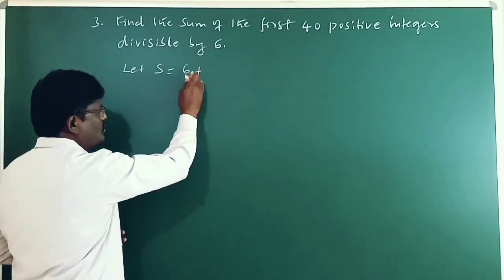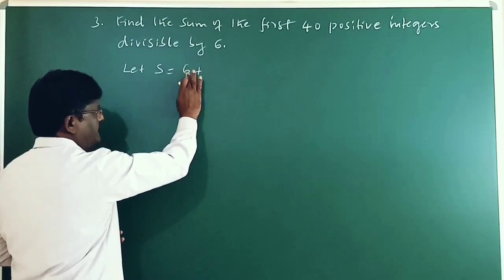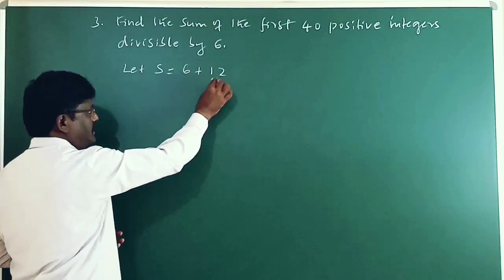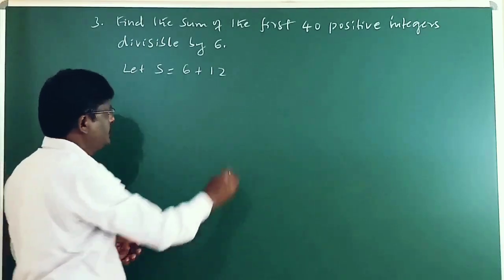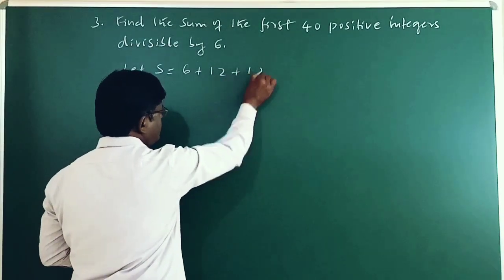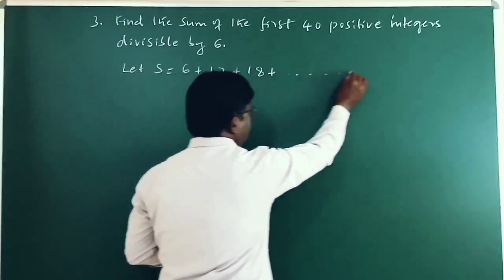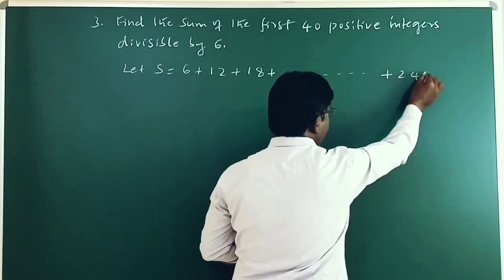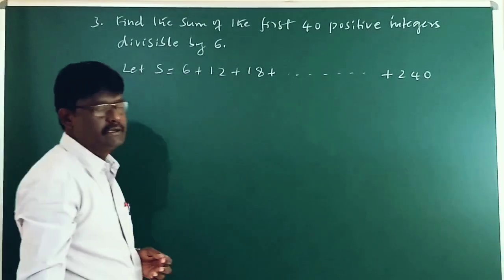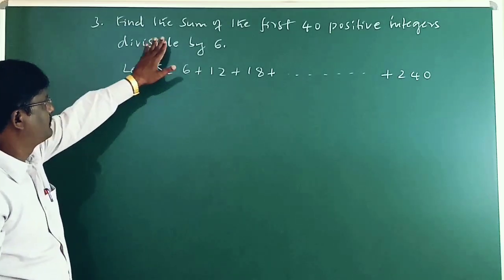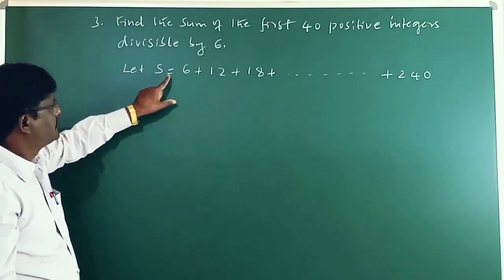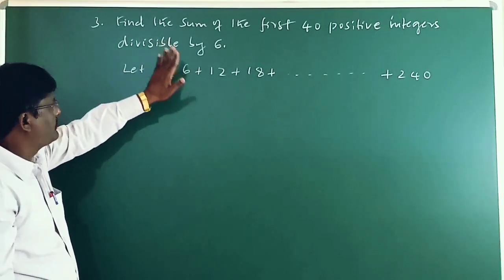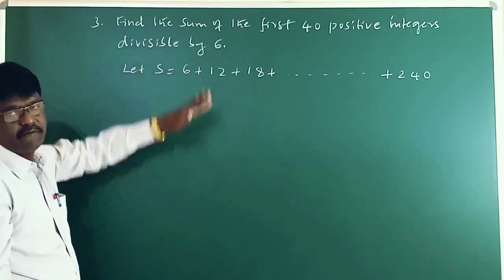Correct? Then just go on multiplying by 6. 6 ones are 6, 6 twos are like that. Hence second is 6 twos are 12. 12 is divisible by 6. 6 threes are 18, etc. Then 6 into 40 means 240. This is the meaning of the given statement. The sum of first 40 positive integers which are divisible by 6.